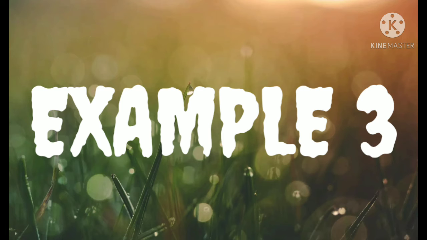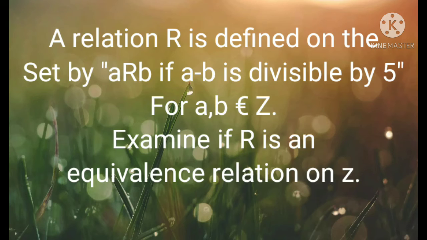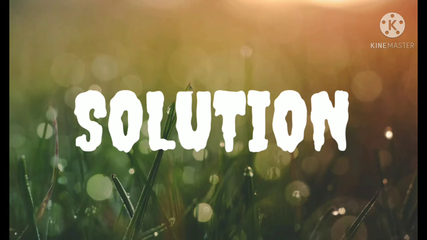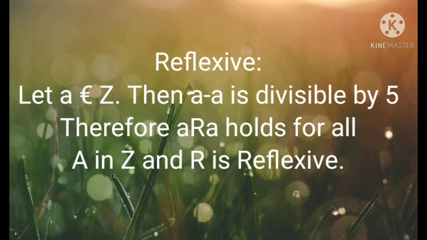Example number 3. A relation R is defined on the set Z by a R b if a minus b is divisible by 5, for a, b belonging to Z. Examine if R is an equivalence relation on Z. Reflexive: let a belong to Z, then a minus a is divisible by 5. Therefore, a R a holds for all a in Z, and R is reflexive.